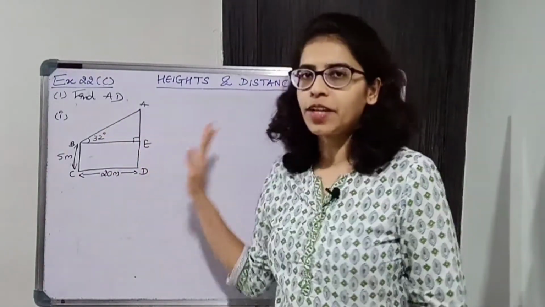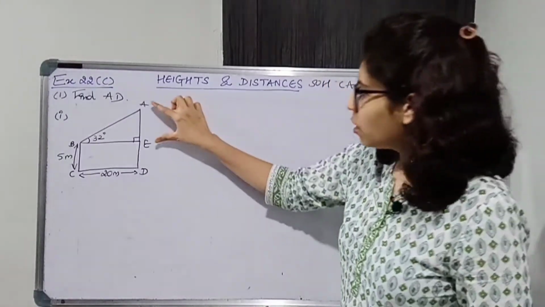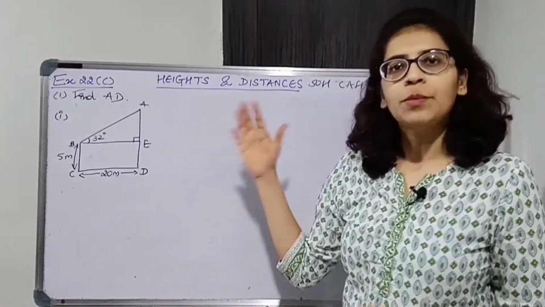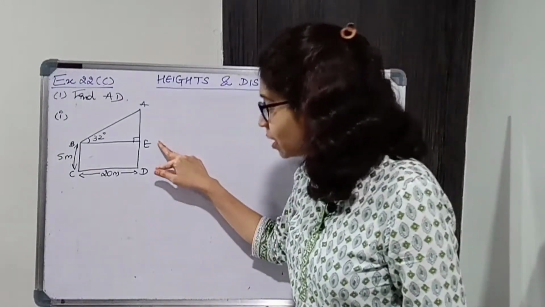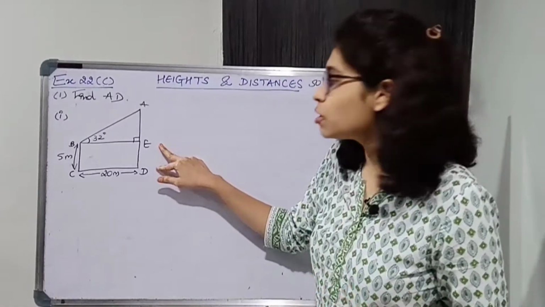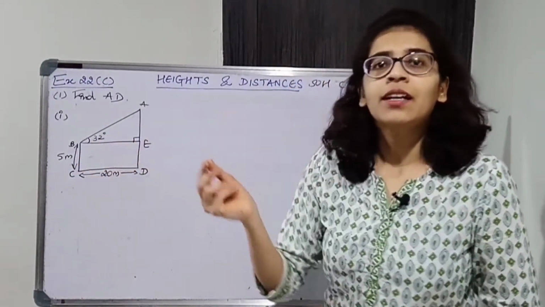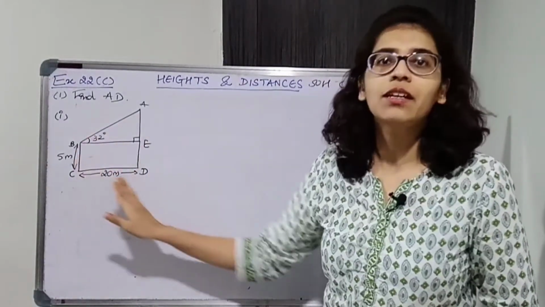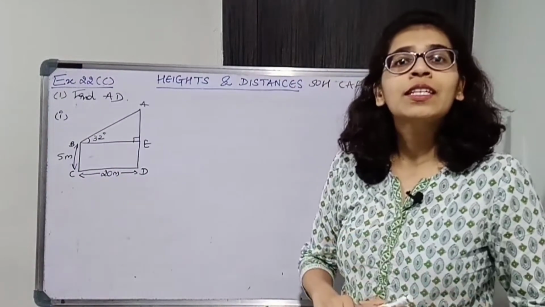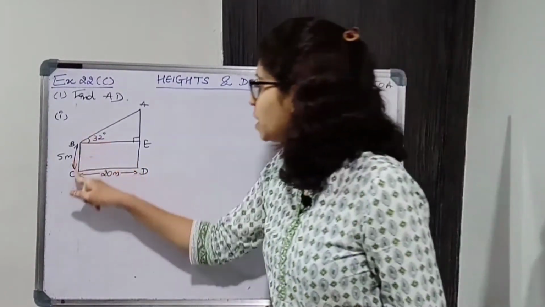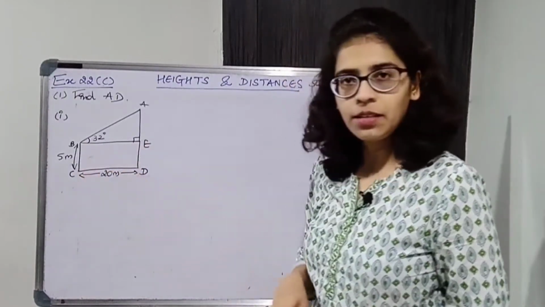We have to find the length of AD. Now AD you cannot find directly. So what you will do? Find AE and ED separately and then add them. ED I can easily find because if you observe carefully, BCDE is a rectangle. From the figure you can easily say this is a rectangle. So BCDE is a rectangle, therefore I can say opposite sides are equal. So BC is equal to ED, and BE is equal to CD.